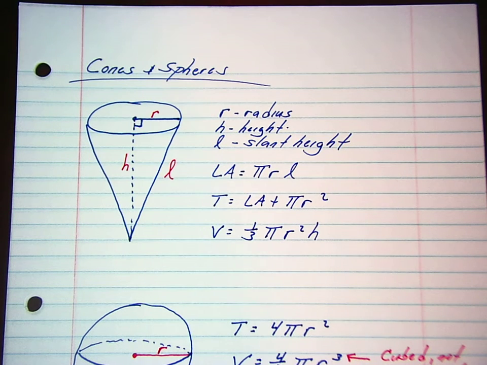Okay, guys, we're moving on to our next two shapes. We're doing two shapes today, but these will be the easiest of the two. Of all the ones we do, these will be the easiest. So we have cones and spheres.